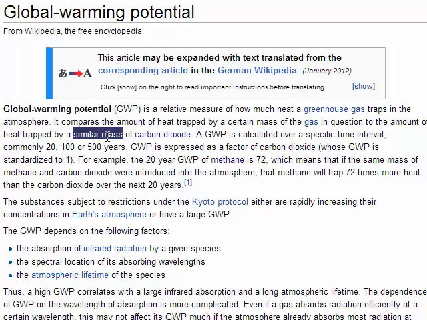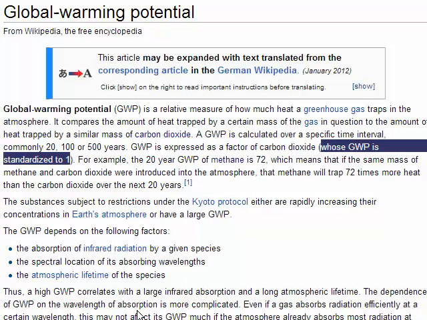It's an interesting choice to use mass as their measure, since the number of particles or the number of molecules seems like it would be more relevant. The global warming potential is calculated over a specific time interval, commonly 20, 100, or 500 years. Global warming potential is expressed as a factor of carbon dioxide, whose GWP is standardized to 1.